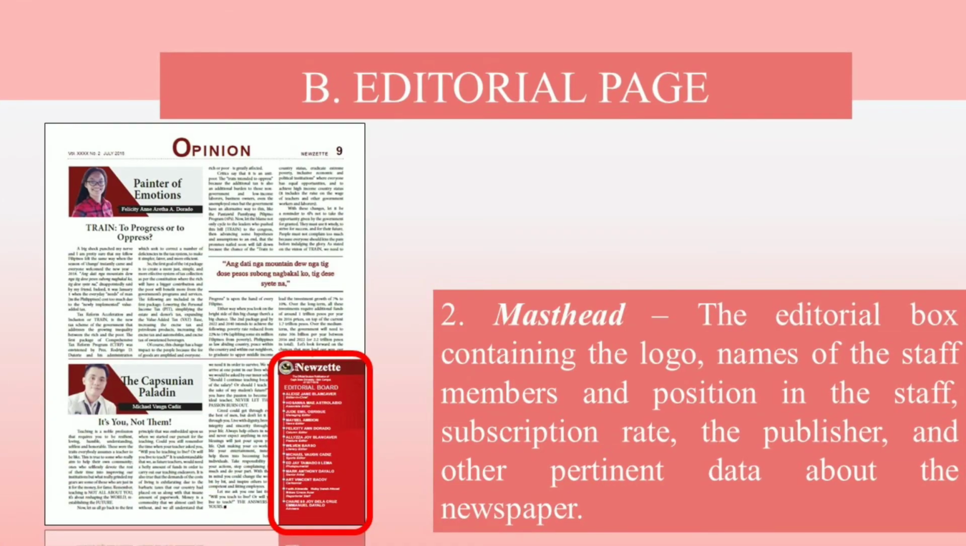Number 2. Masthead. Masthead is the editorial box containing the logo, names of the staff members and position in the staff, subscription rate, the publisher, and other pertinent data about the newspaper. This is what the masthead looks like. The names of the staff of the campus paper are there.